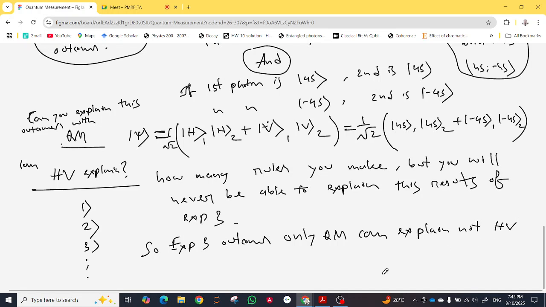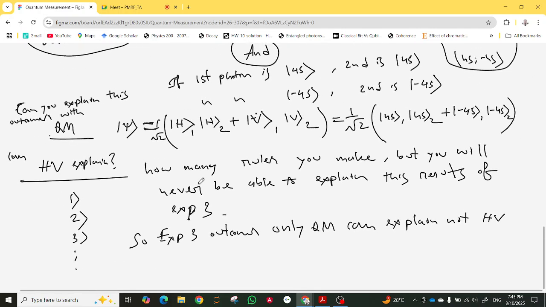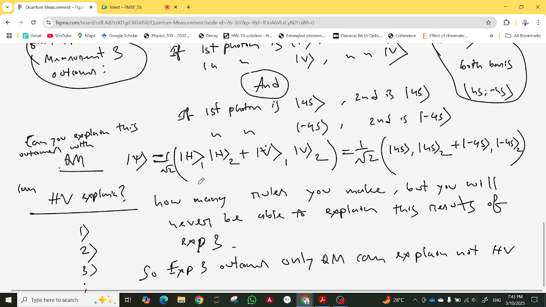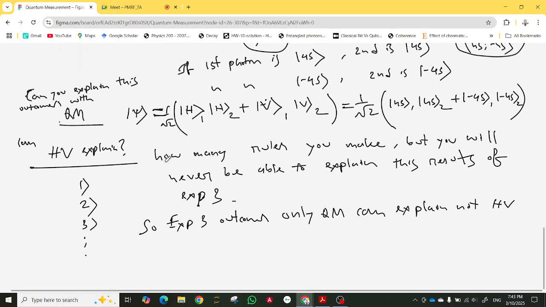Okay. So as EPR told, there can be hidden variables, but that is not correct. Quantum mechanics is what is correct. Because in physics, that is how it is done, right? If you can find one experiment showing that Newton's law is not valid, then the whole Newton's law is invalid, right? So this one experiment tells you that quantum mechanics is correct, hidden variables is not correct. You can try as many rules as you want, but you will not be able to explain.